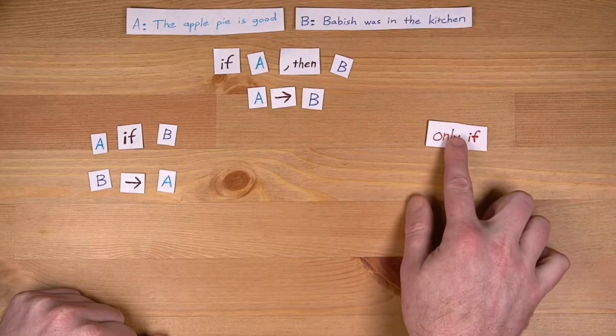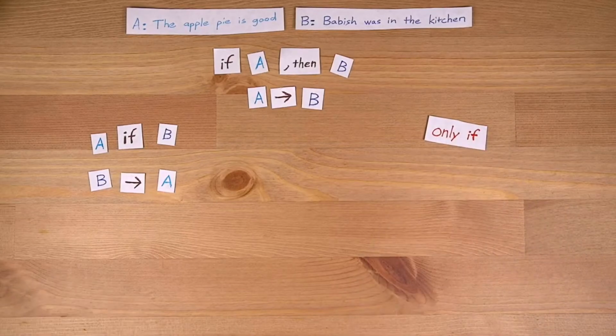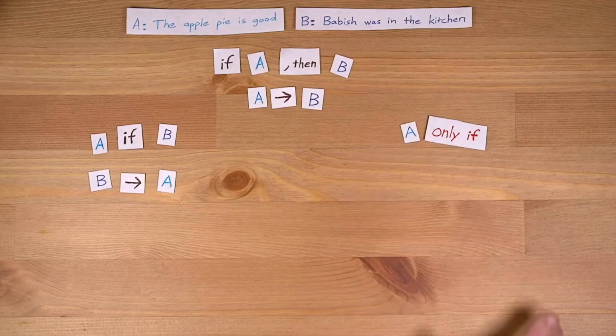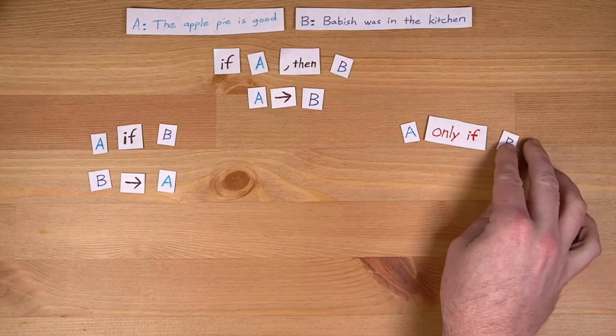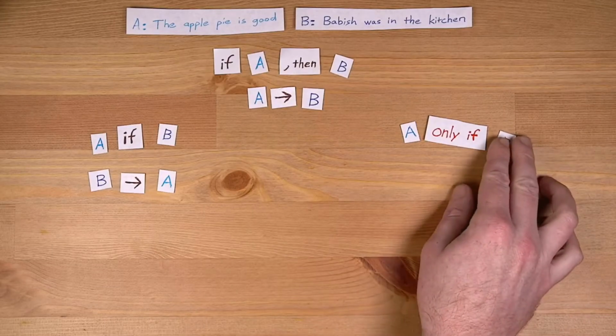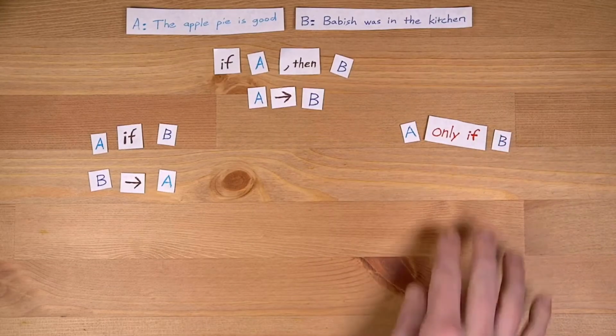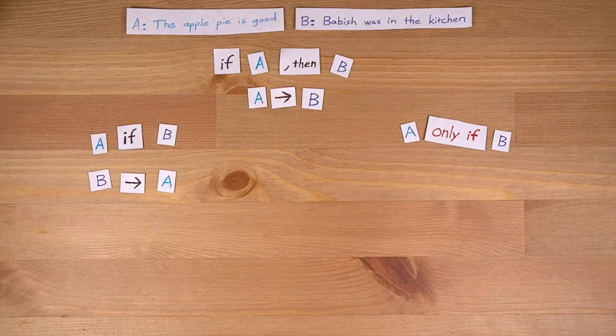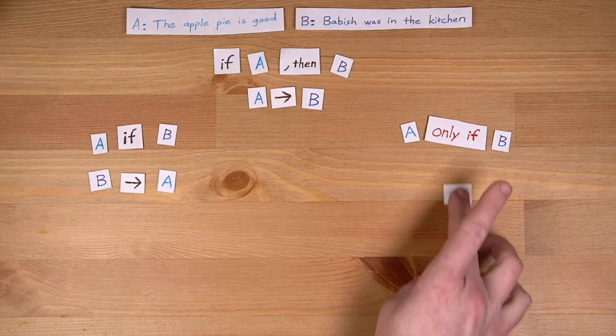What about only if? This one is particularly tricky. So if you don't just see if, but you see that whole phrase only if, and it doesn't have some other ifs going on there, which we'll see in a second. What do you do with this? So, the apple pie is good only if Babish was in the kitchen. What are we going to do?